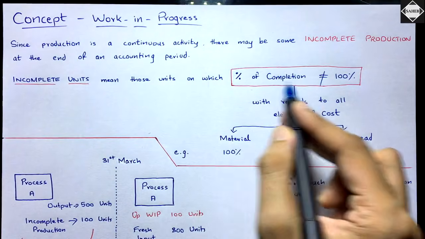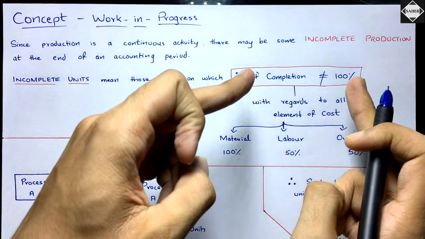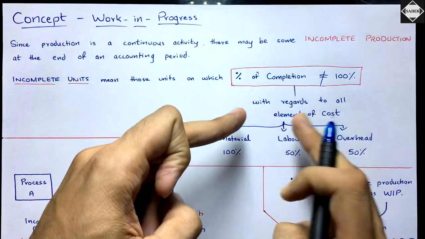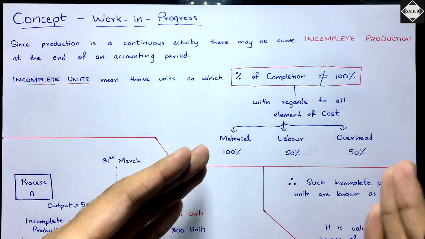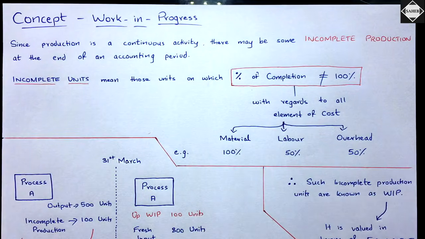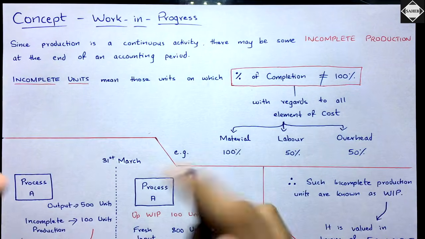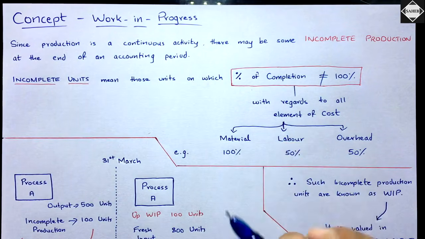The percentage of completion will not be equal to 100%, and you have to see this with regards to all elements of cost: material, labor, overhead. It could be different. You can't say just like that that 50% work is done. No, you can't do that. You have to see it by connecting it with material, labor, and overhead. These are 3 different main components of cost, I mean the elements of cost, right?